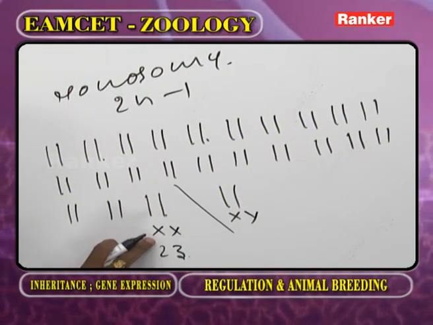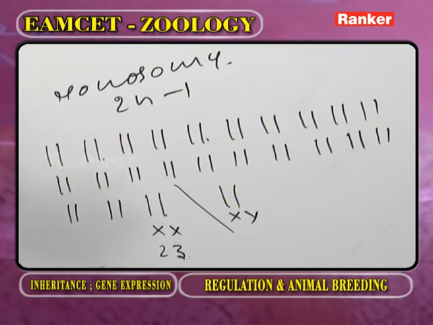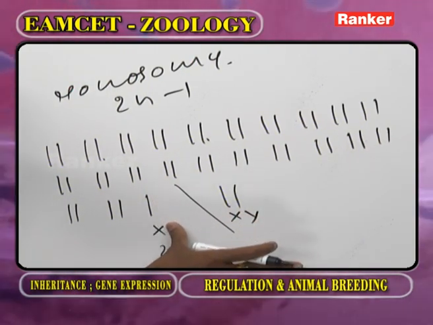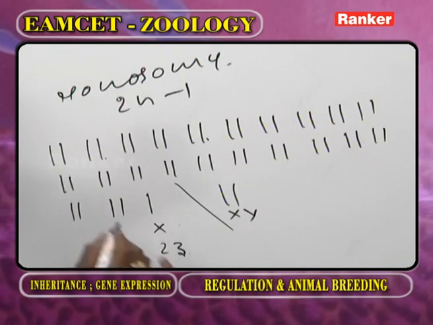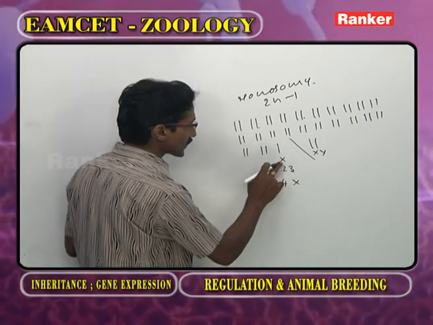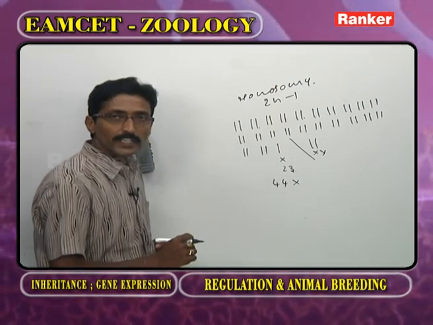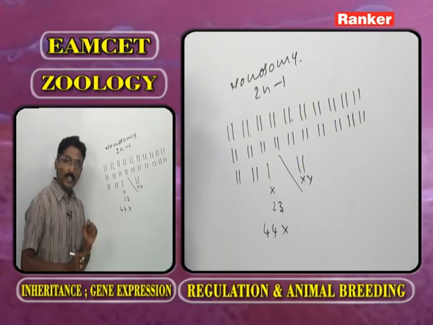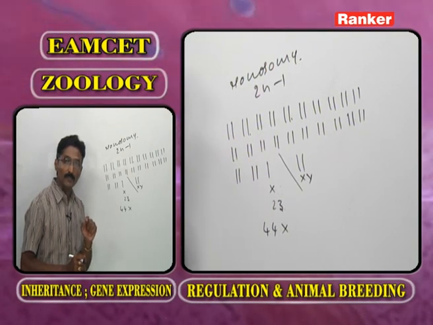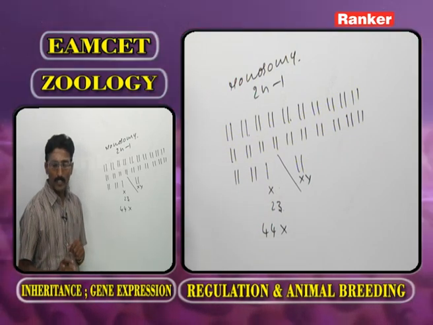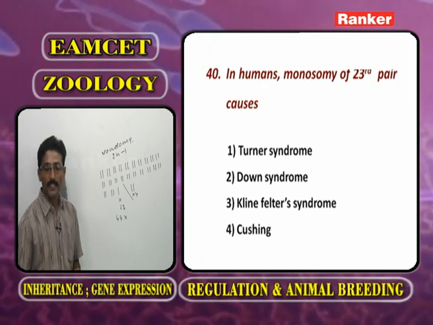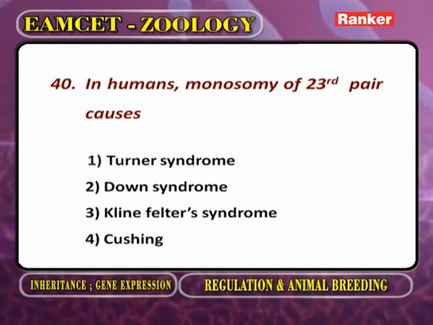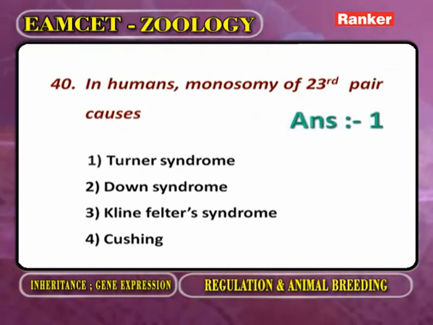In the 23rd pair, XX chromosomes are present. Now you remove one chromosome. Now how many autosomes? 44. How many sex chromosomes? 1. 44 plus 1, 45. Now this is a female human being suffering from Turner's syndrome. Because of the monosomy, the female human being suffers from what type of disease? The answer is Turner syndrome. Now we go for the next question.